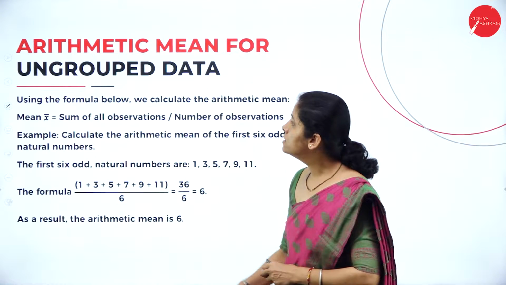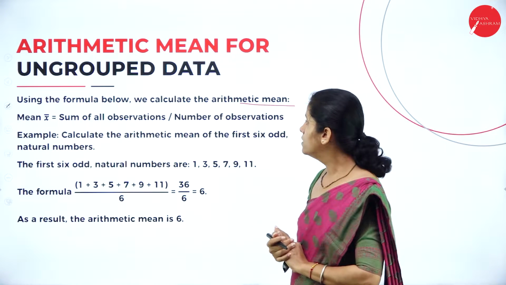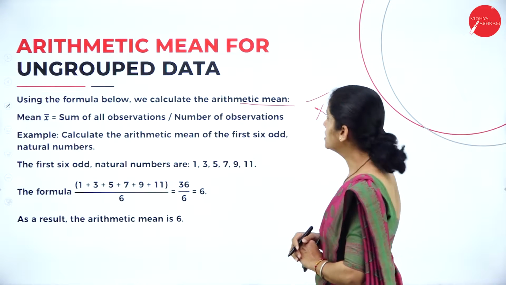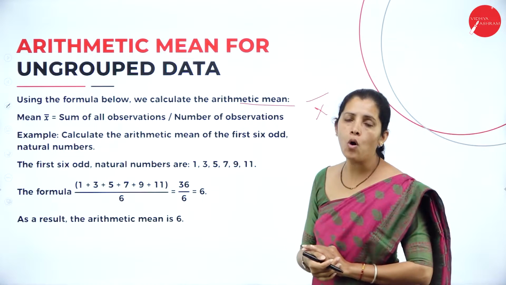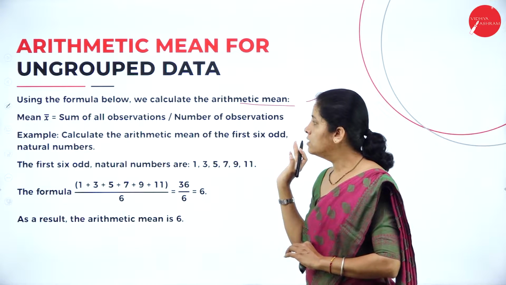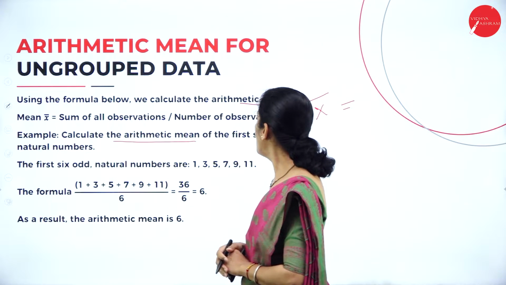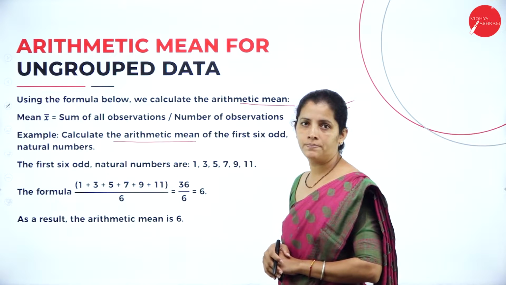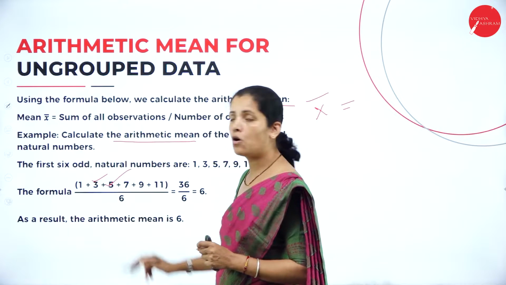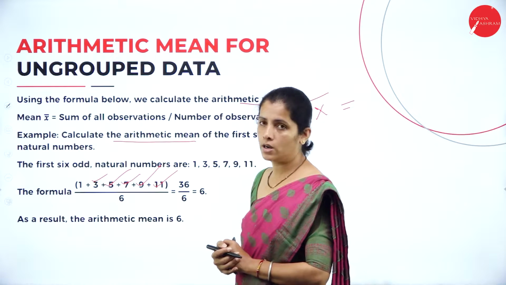So, dear student, using the formula below, we calculate the arithmetic mean. In the sense, what's the mean? Arithmetic mean, x bar, equals the sum of all the observations divided by the total number of observations. Let me consider this example. Calculate the arithmetic mean of the first 6 odd numbers: 1, 3, 5, 7, 9, and 11.